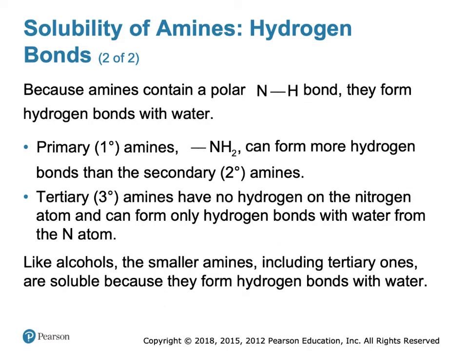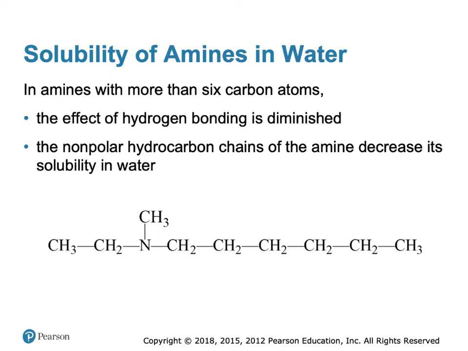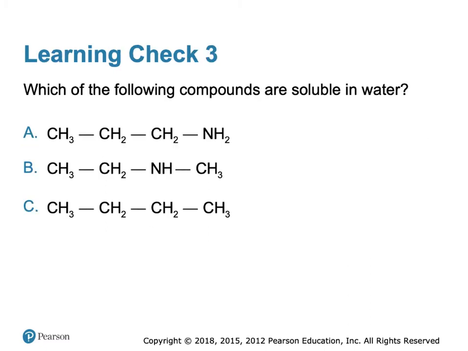Primary amines can form more hydrogen bonds than secondary amines because they have that extra hydrogen. Tertiary amines have no hydrogen on the nitrogen and can only form hydrogen bonds with water from the nitrogen atom. That lone pair can accept a hydrogen bond from the hydrogen of water. Like alcohols, the smaller the amine, including the tertiary ones, the more soluble it is in water. As you increase the number of carbons in the chain, the effect of hydrogen bonding is diminished and solubility will decrease. So let's look at these structures.